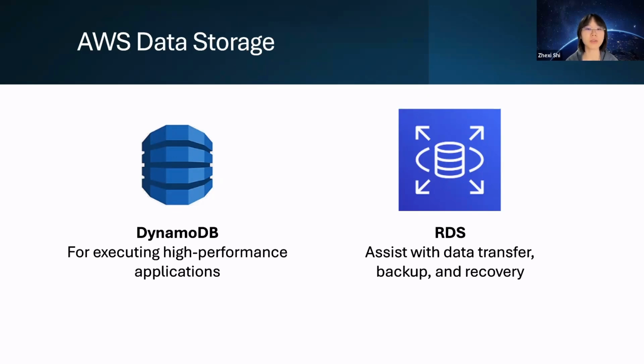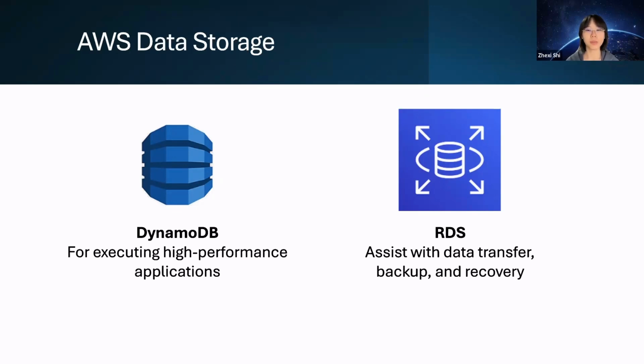Amazon RDS, Relational Database Service, is used to assist with data transfer, backup, and recovery. It is a managed relational database service that makes it easier to set up, operate, and scale a relational database in the cloud and provides cost-efficient, resizable capacity for an industry-standard relational database. It is capable of automatic disaster recovery and maintenance in order to support the high availability and durability of data that are essential for uninterrupted financial service.